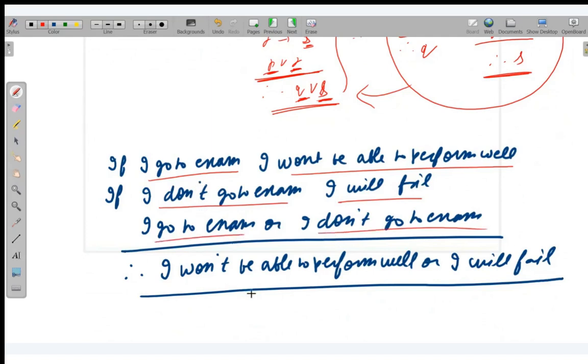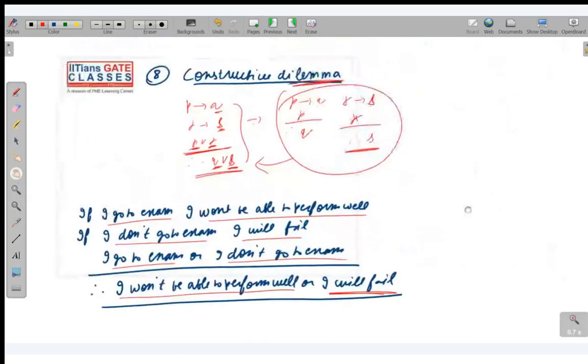Are you getting it now? If I go to exam, I will not be able to perform well. That is the first thought. Second thought: if I do not go to exam, I will fail. So now you will be thinking, I go to exam or I do not go to exam. What should I do? So the conclusion will be, I won't be able to perform well or I will fail. So there is a kind of dilemma here. That's why I'm calling it constructive dilemma.